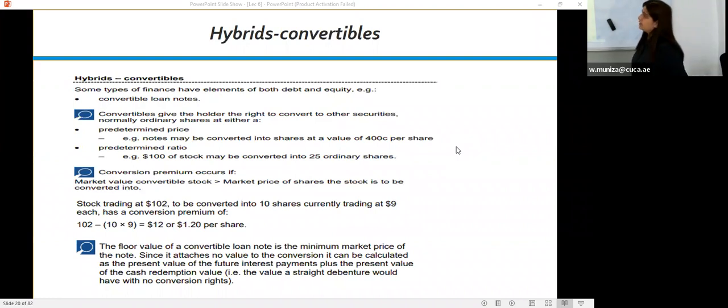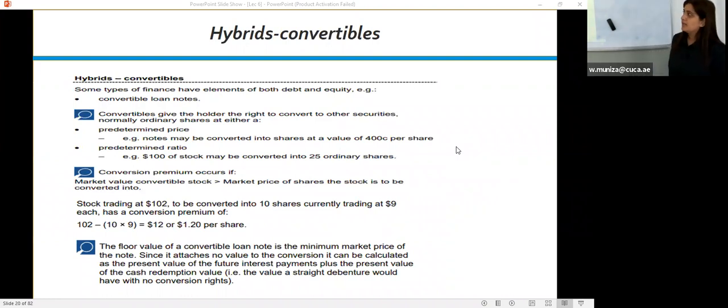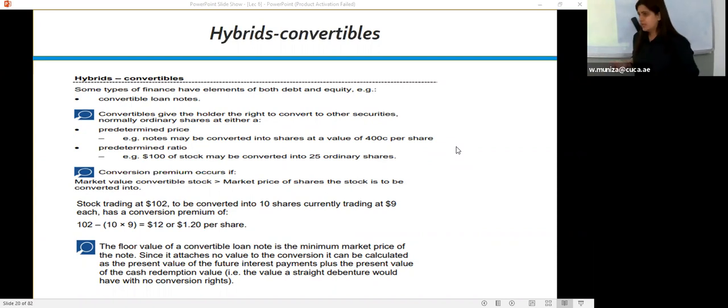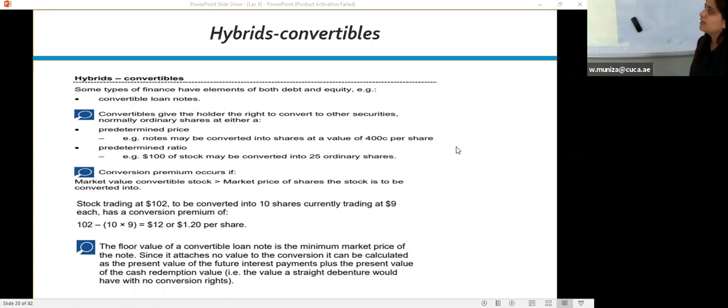Now, another type of loan note is hybrid or convertible. Students, hybrid means having the qualities of two different items. So hybrids have the qualities of both debt and equity financing. These can be in the form of convertibles. For example, loan notes are issued, but with the capacity that in the future they can be converted into shares at a predetermined price or at a predetermined ratio. So these are convertibles. Some types of finance have elements of both debt and equity, that is, convertible loan notes.